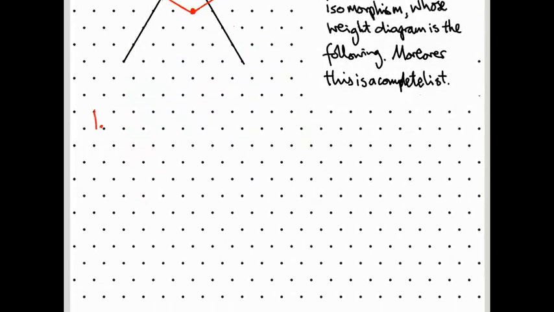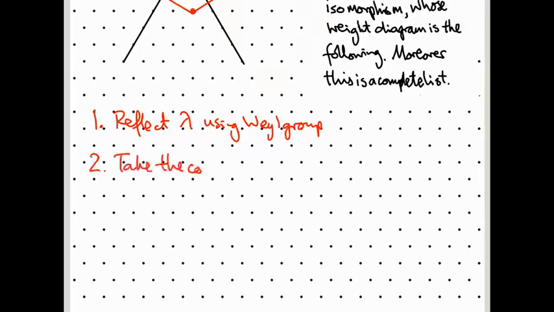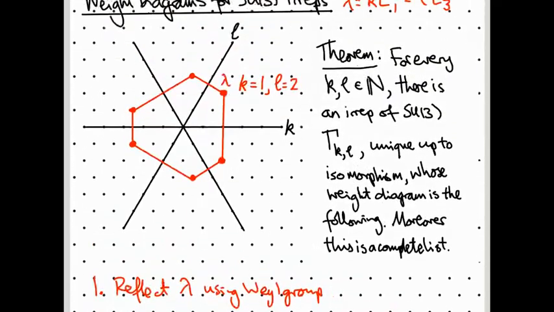First step, reflect lambda using the Weyl group of reflections and rotations to get either 3 or 6 points. And then take the convex hull of those points to get a polygon. I'm going to call that polygon P. So in this case, P is a hexagon. It's not a regular hexagon. Some lines are longer than other lines, but it is a hexagon.